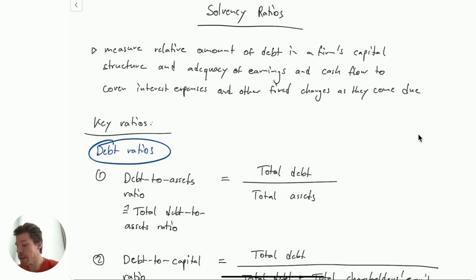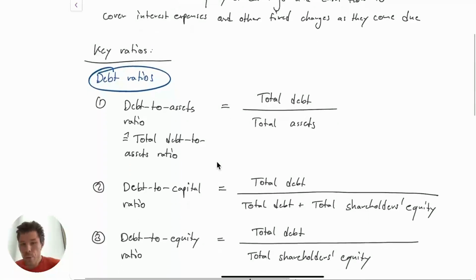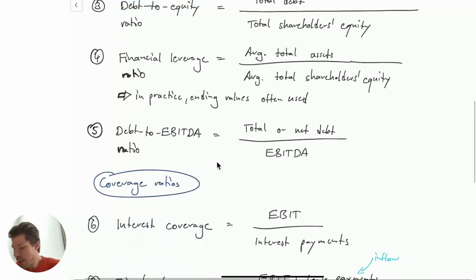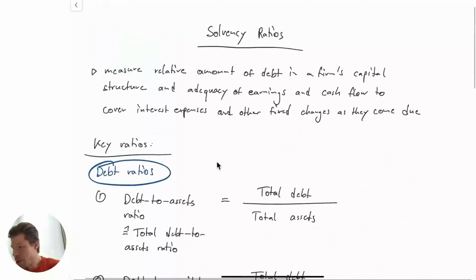So quite important. The more debt a company has, that's why we look at some of the debt ratios, the more interest needs to be paid and the higher the pressure on the company to pay those interest payments. Good, let's get started. Debt ratios. We look at debt ratios and we look at coverage ratios. They are both solvency ratios.